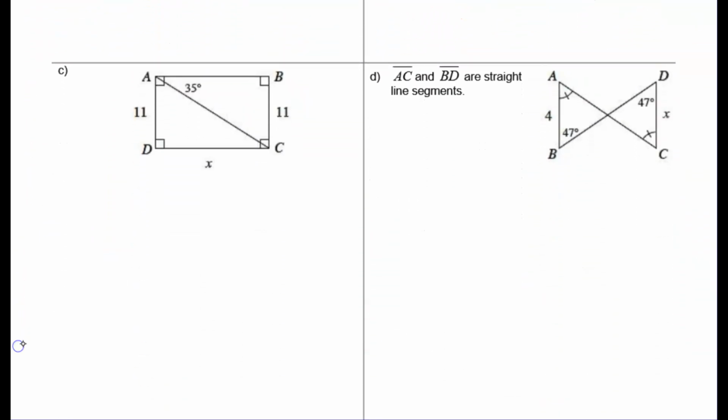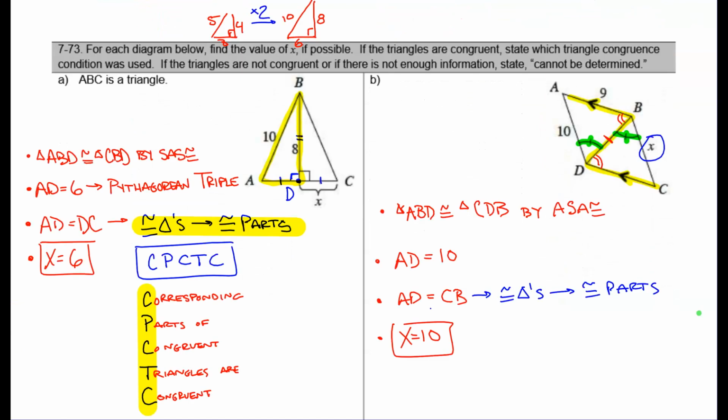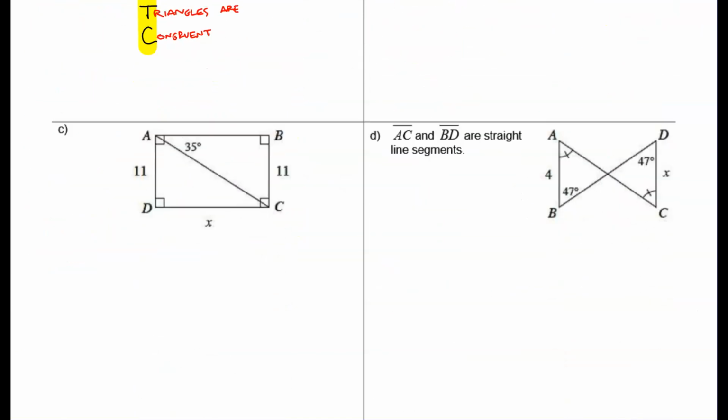Part C looks like we start with a rectangle. They've drawn in a diagonal and told us that we've got an angle here of 35 degrees. Automatically, I know that the opposite sides in a rectangle are parallel. We just proved that in the front side of the notes. So I've got the Z shape there. That means that this angle here is also 35 degrees. And let's go ahead and collect our information here.